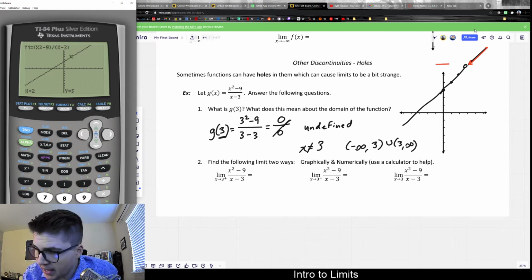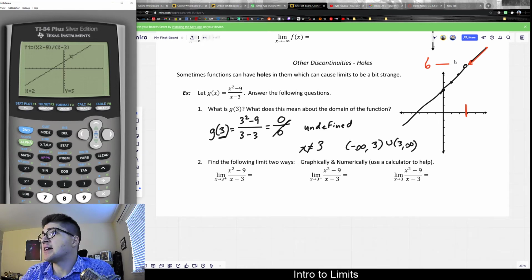Because I'm targeting when x is 3, what would happen to the value, which is always associated with y. And since I had 0, 3, 1, 4, 2, 5, this would be the point 3, 6. So really this y value here is 6, even though what it gives me is 0 divided by 0, which is not defined.